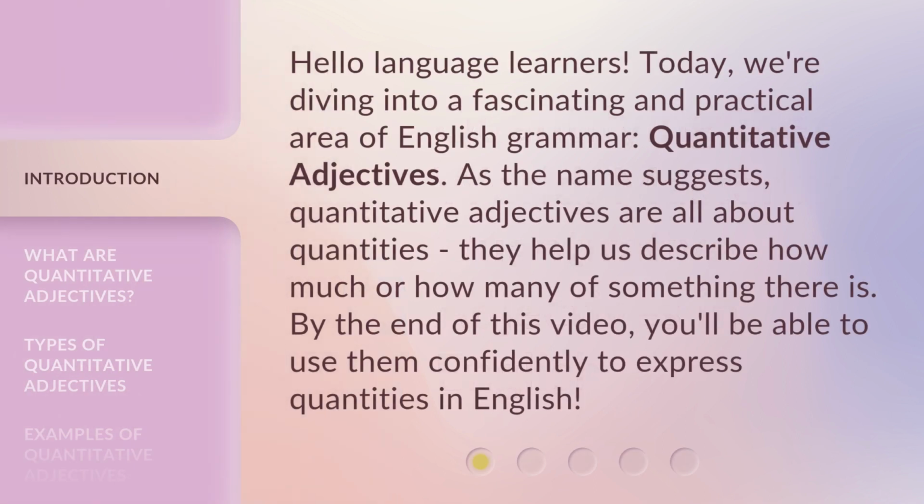Hello language learners. Today, we're diving into a fascinating and practical area of English grammar: quantitative adjectives. As the name suggests, quantitative adjectives are all about quantities. They help us describe how much or how many of something there is. By the end of this video, you'll be able to use them confidently to express quantities in English.